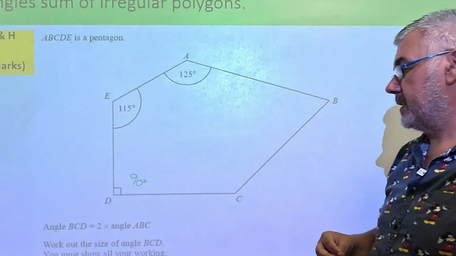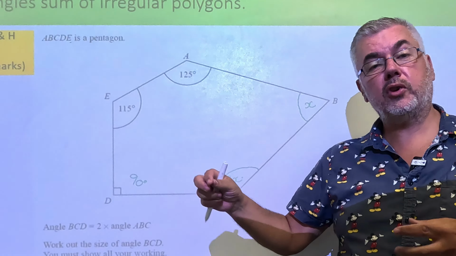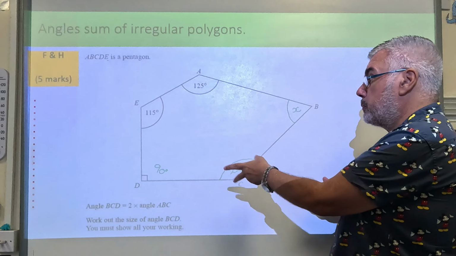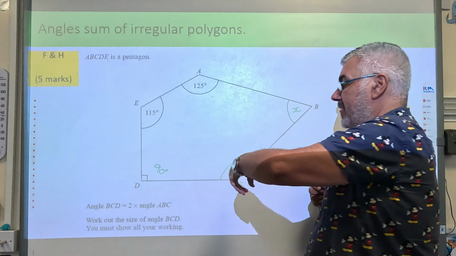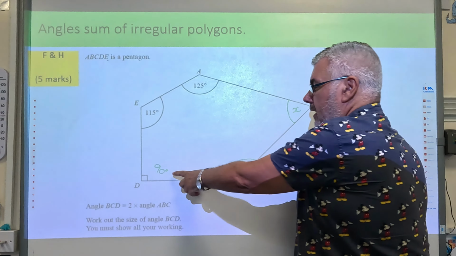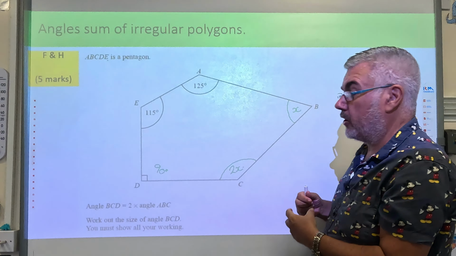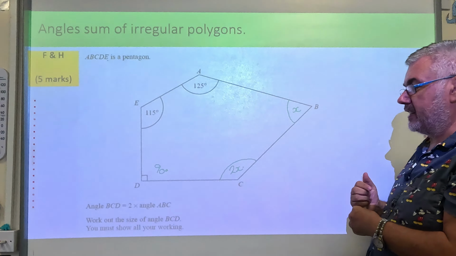I've not even read the rest of the question. I've literally just read that and I thought I'm going to label that straight away. That would probably gain me some marks in this 5-mark question. It might, it might not, depending on how generous they're feeling at the time. It wants me to work out the angle BCD. You must show all your working. That means even if you get the question correct by a guess, you're not going to get any marks. So let's make sure we show all of our working.